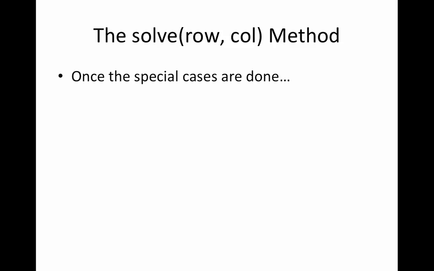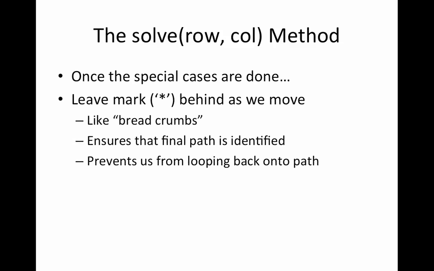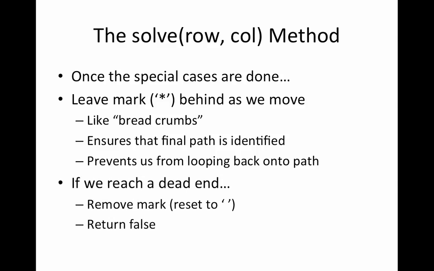Now, once those special cases are done, we will put an asterisk, a mark, on this particular row and column location, so that we ensure that the final path is identified. This practice will also prevent us from looping back onto the same path. Now, if we reach a dead end, if the current location, row, comma, column, does not lead to the end of the maze, then we will have to remove the mark, reset it to space, and then return false.